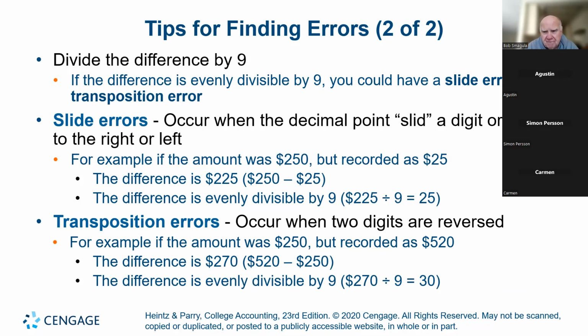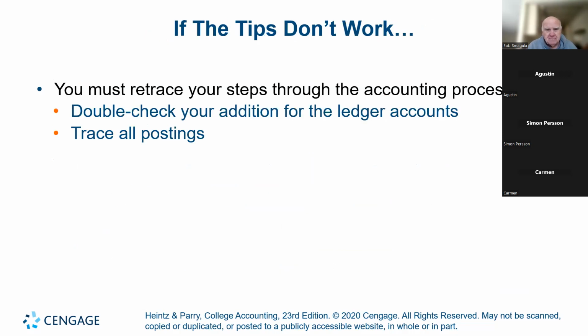If you do this divide by 9 trick and the number is divisible by 9, you might be able to just take your finger and rapidly run your finger down the screen and come up with the difference. It is a nice help, the dividing by 9. If that doesn't work, double check your work.